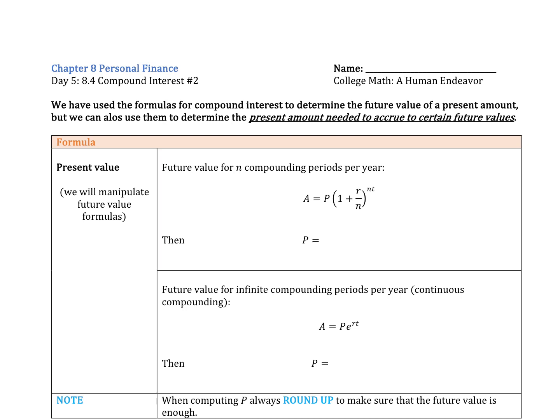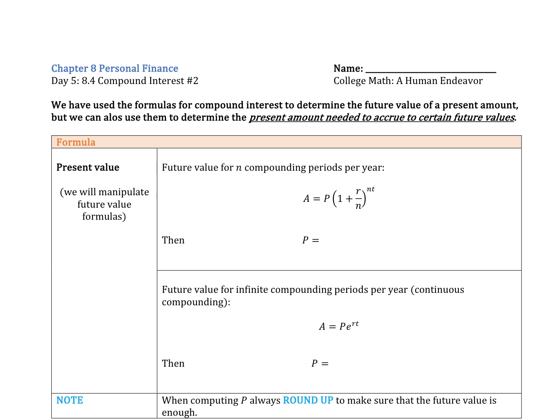Welcome to day 5, 8.4 compound interest. This is our second day on it. We're going to focus on finding present value. So what do we need to deposit in order to accrue the future value that we want?